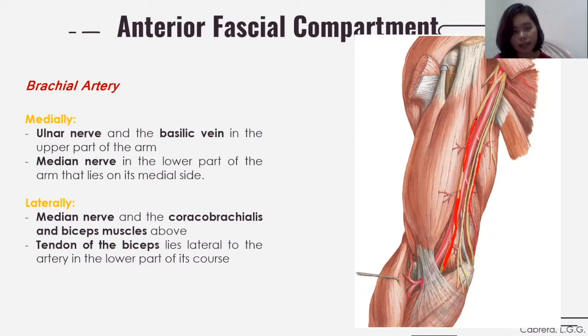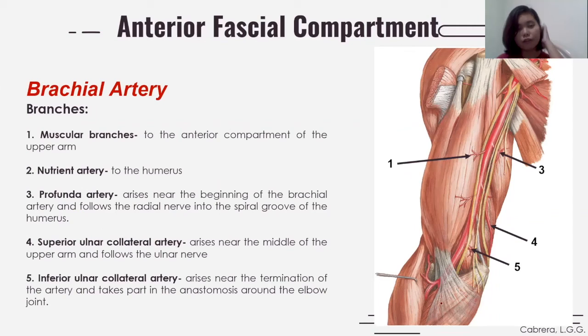And the coracobrachialis and biceps muscle above. And of course, we have the tendon of the biceps, which lies lateral to the artery in the lower part of its course. Ito po yung tendon of the biceps, which is near din po the bicipital aponeurosis. For the brachial artery, we have 5 branches. First is the muscular branches, to the anterior compartment of the upper arm. Second is the nutrient artery, which is not shown in the figure, to the humerus.